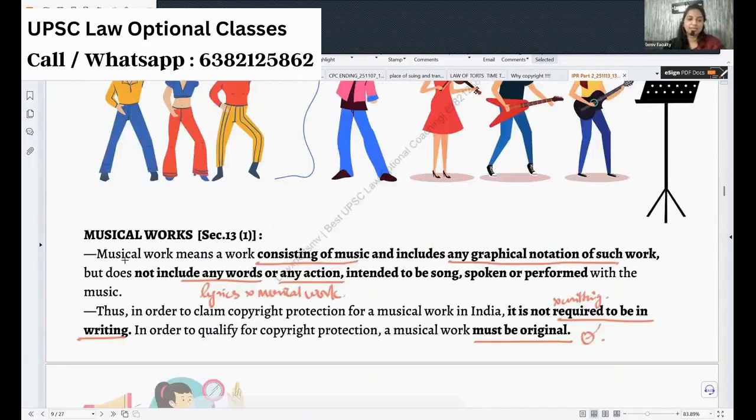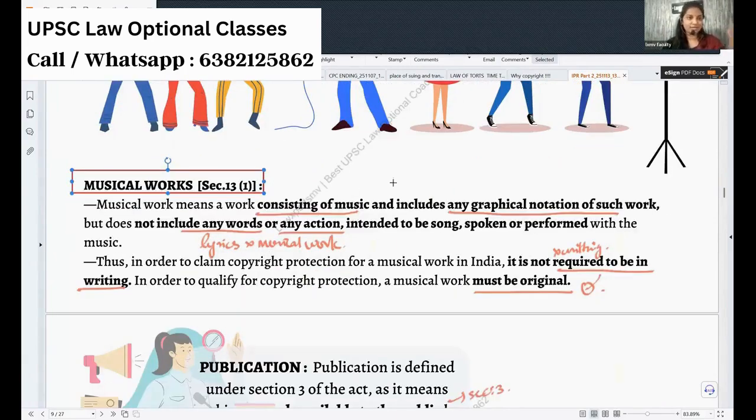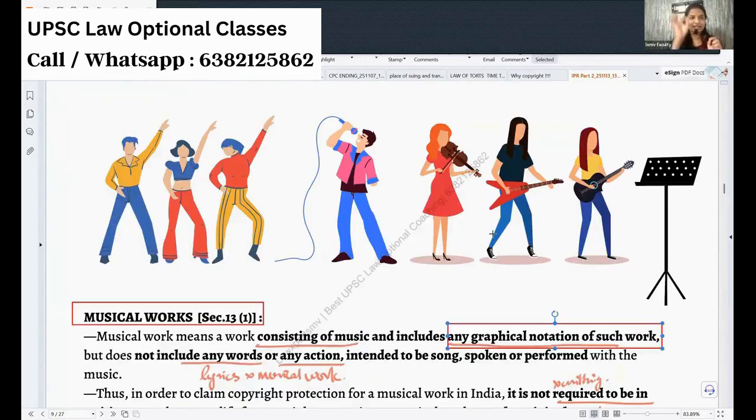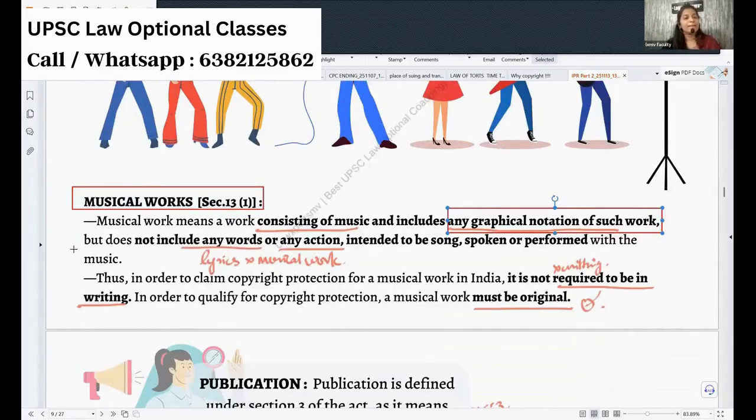Now coming to the next type, which is called a musical work, defined under section 13 clause 1. Musical work consists of music, simple as that, and it includes graphical notation. They will have strings, something like four lines of notes. Let me send the picture after the class. Those graphical notes and notations they write are also protected, but it does not include any words.